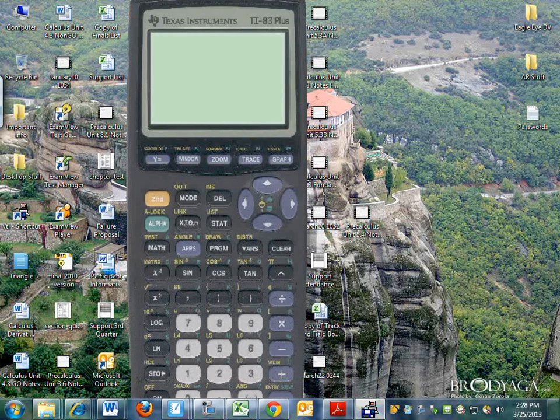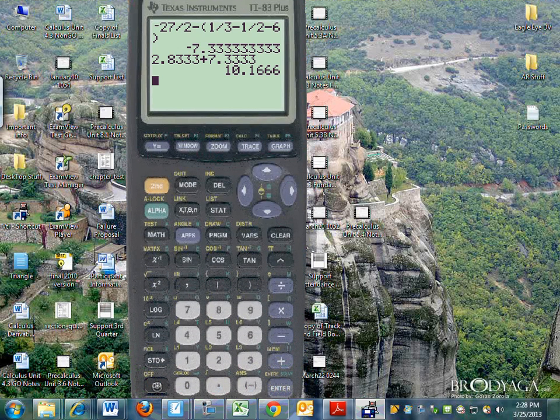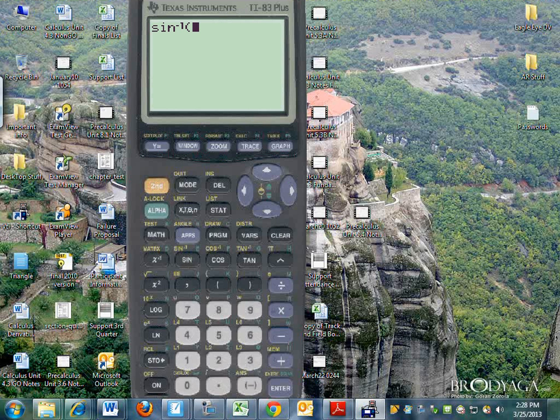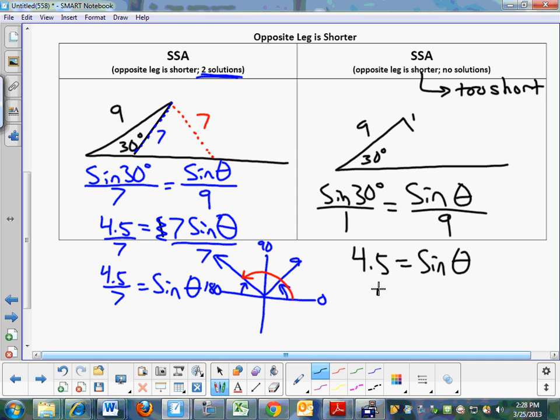If I go to my calculator, oh, if it doesn't turn on, I'm going to be mad. There it goes. Second, sine inverse of 4.5, exactly, we get an error. You can't take the inverse sine of 4.5. It's bigger than 1. It doesn't work. So therefore, we know in that case, we have no solution.